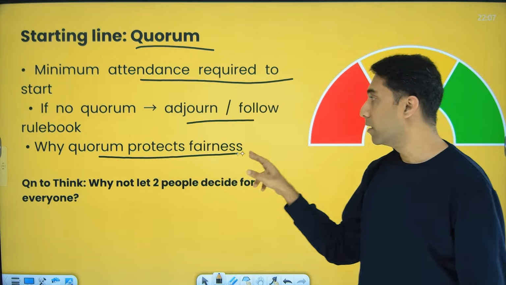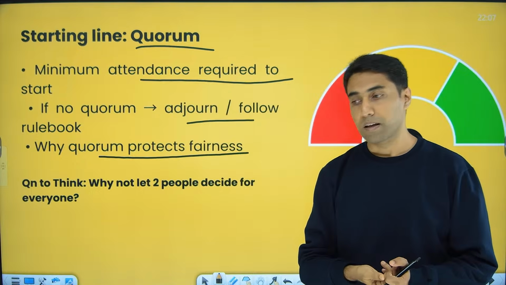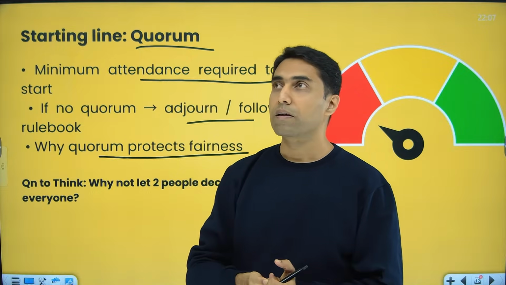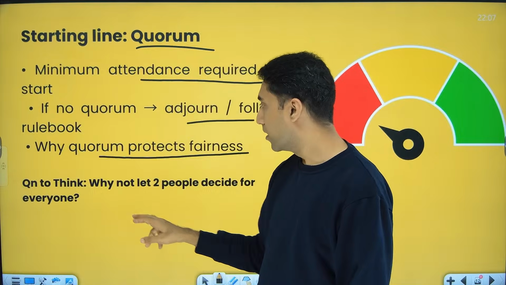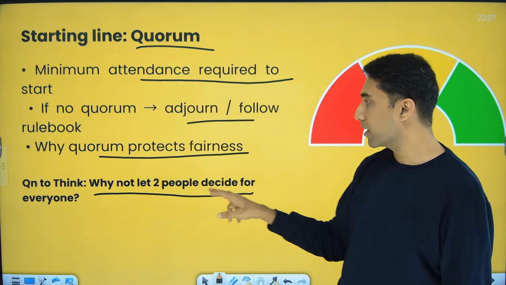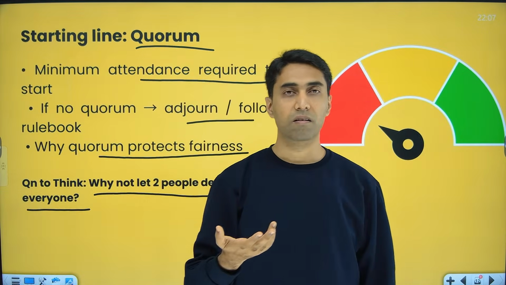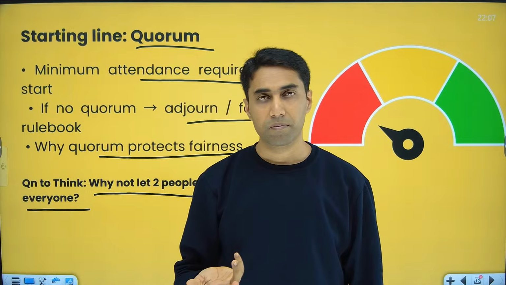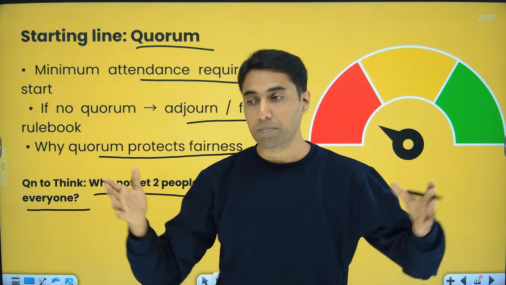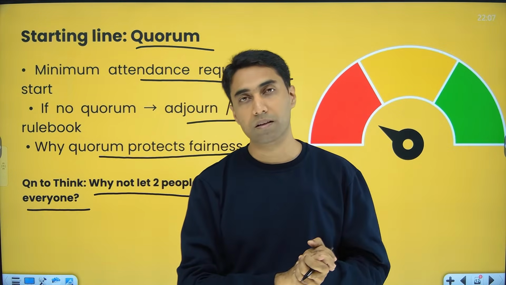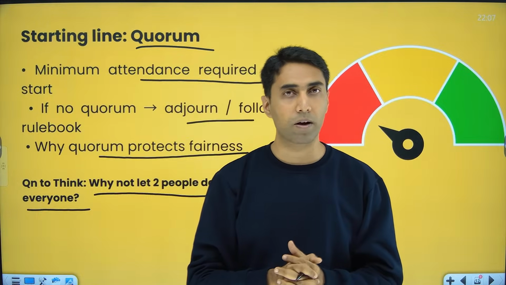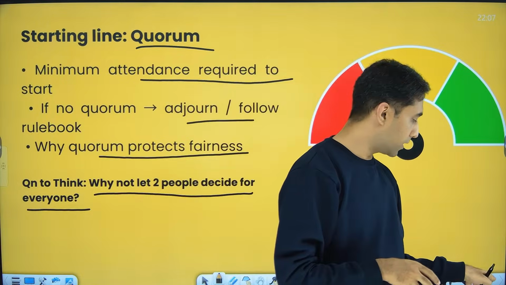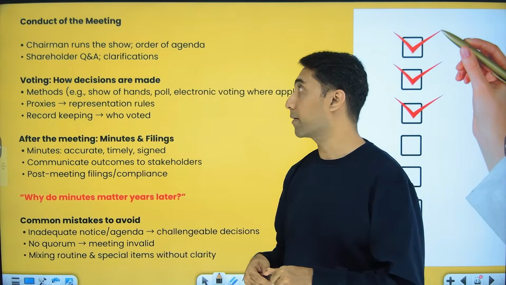So why does quorum protect fairness? Otherwise, what will happen? Only 1-2 people will come and they'll decide everything. Correct? Why not let 2 people decide for everyone? It's not fair, no? If everybody is there, if only 2 people decide everything they want, no. So the company law says a minimum number of people are required to come and take a decision in the meeting.